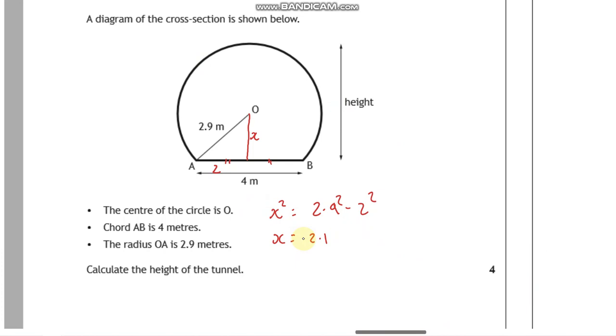So x is 2.1. If x is 2.1, how do I get the full height? What is this distance here? Well, that distance is a radius. It's also the same as that, because that's the edge of the circle, that's the center. So the radius is 2.9. So the height is going to be 2.1 plus the radius. So 2.1 plus 2.9, so it's 5 meters.